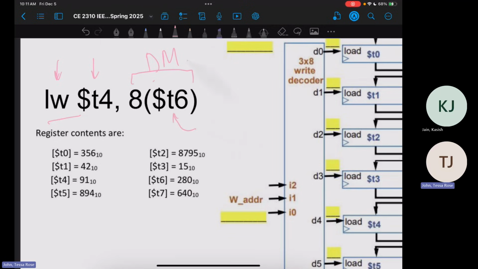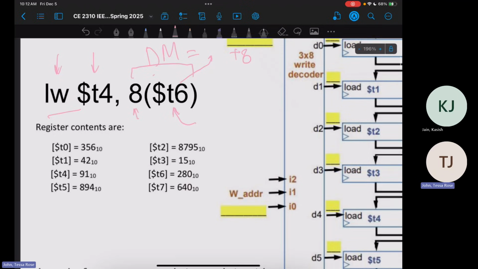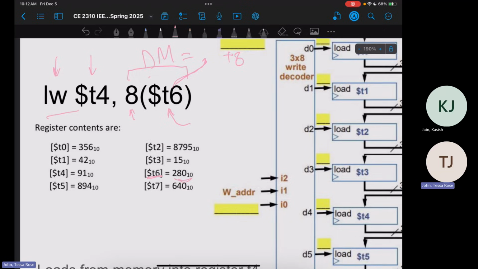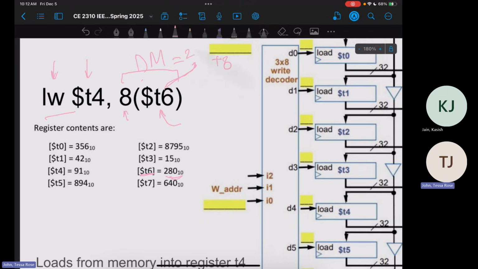So to find the data memory, basically we take whatever content is in this register file, so at T6, and then we add 8 to it. Does that make sense? So the formula is whatever data is in T6, we add that with whatever number we have right here, which is 8. 14? Sorry, you're saying that'd be 14? No, whatever data is in T6. So T6 is this number. Okay. Yeah, so 288. Yes. So our data memory is 288.